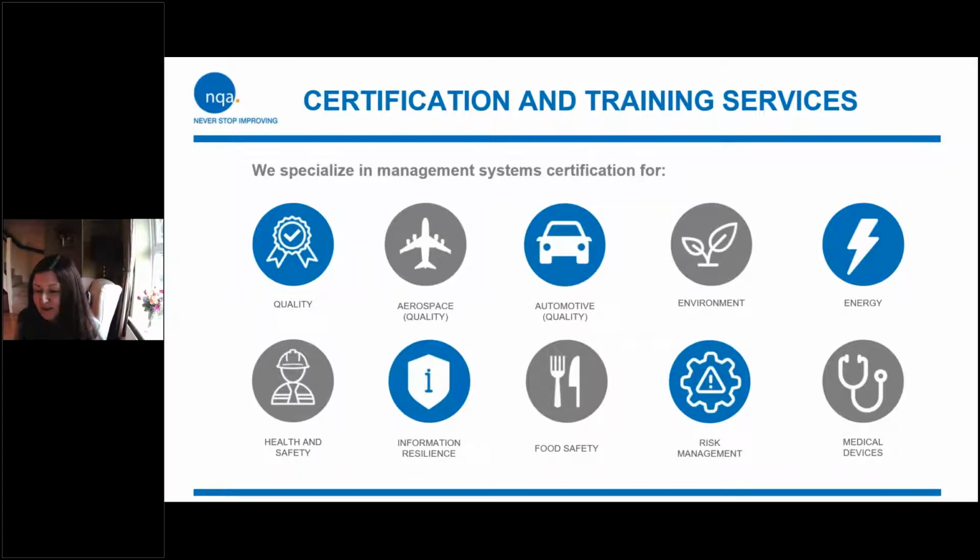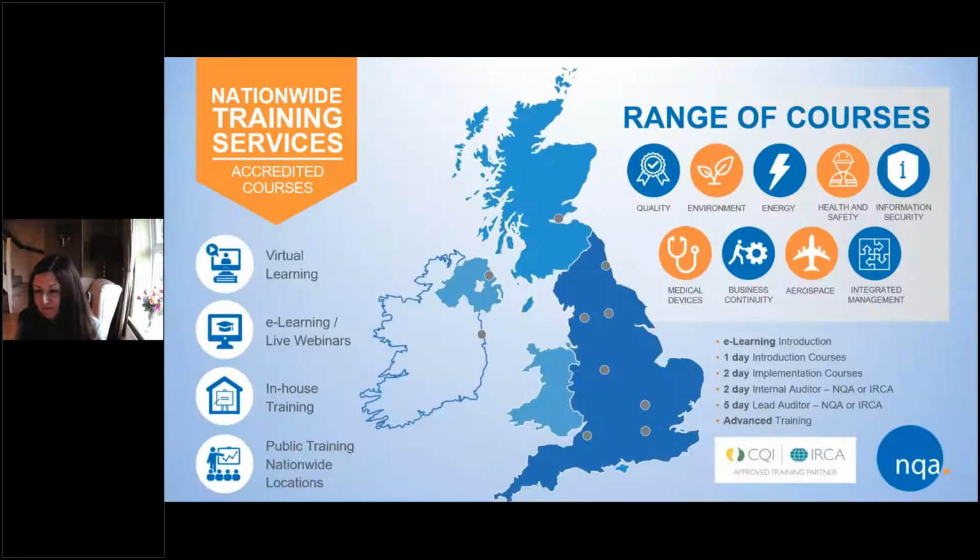Just a couple of slides to tell you who we are, what certification areas we specialise in. And we have training services as well. At the moment, all of our training courses are online, so a really good time to try and attend training courses. I know I like not having to go anywhere.